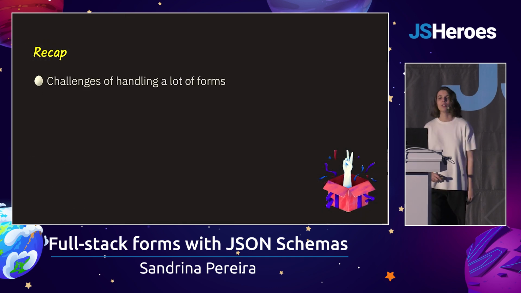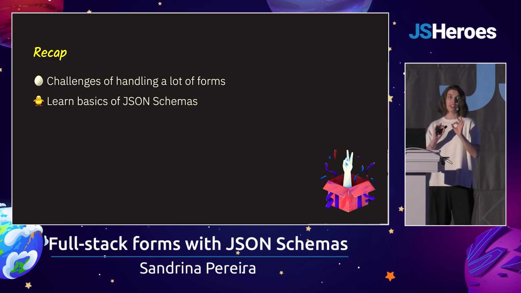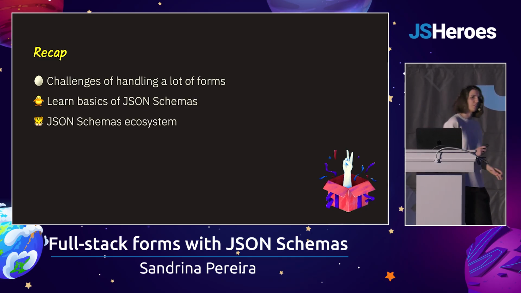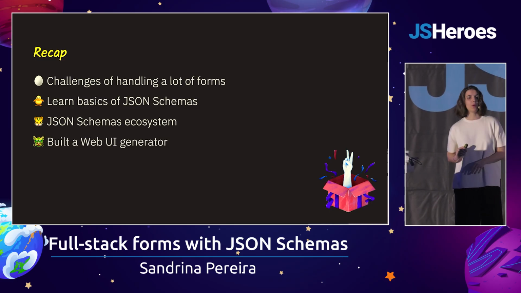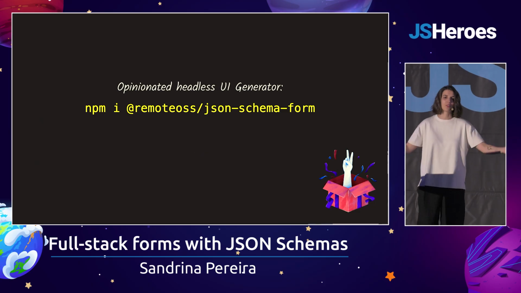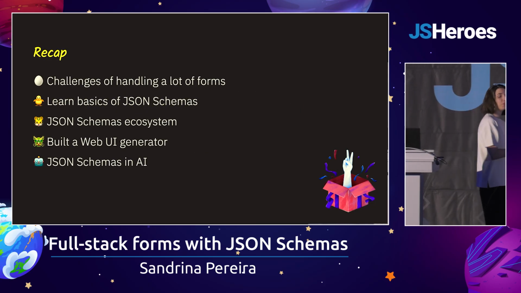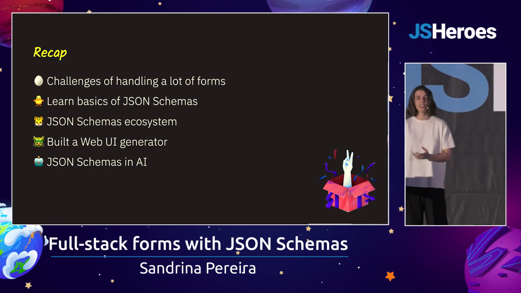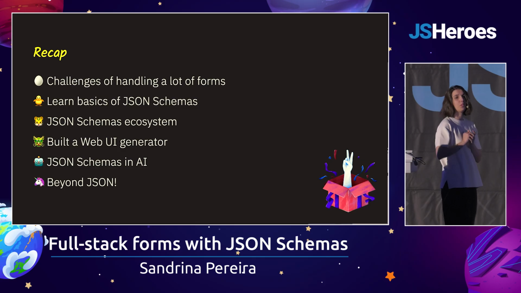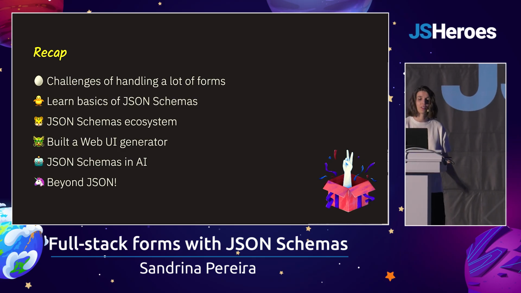So to recap, we got through the challenges of handling forms. We learned the very basics of JSON schemas. We got to see a little bit of the ecosystem. We built a web UI generator, headless, okay, so simple. And I don't trust the slides. See, spoilers. And then we used JSON schemas in AI and brought it back to our ecosystem. And then we went beyond JSON, like you name it, whatever you want, but it's no longer JSON.